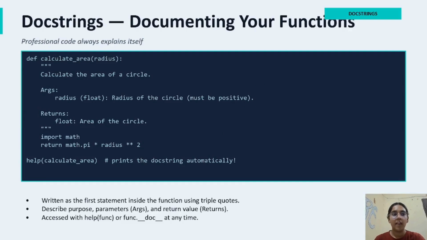Now, moving forward, we have docstrings. Professional code always explains itself. That's where docstrings come in. It's a triple-quoted string right at the start of the function. You describe what it does, what parameters it takes, and what it returns. Anyone can then type help(your_function) and instantly understand it. This is a habit every good developer uses.